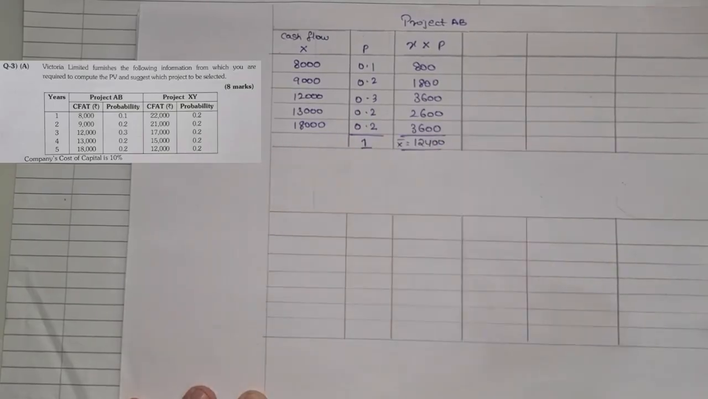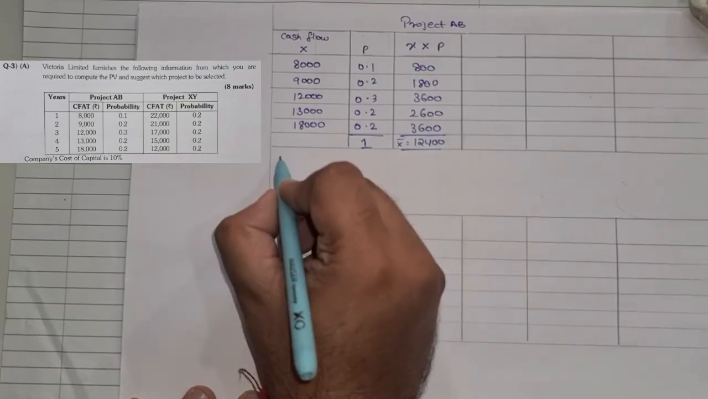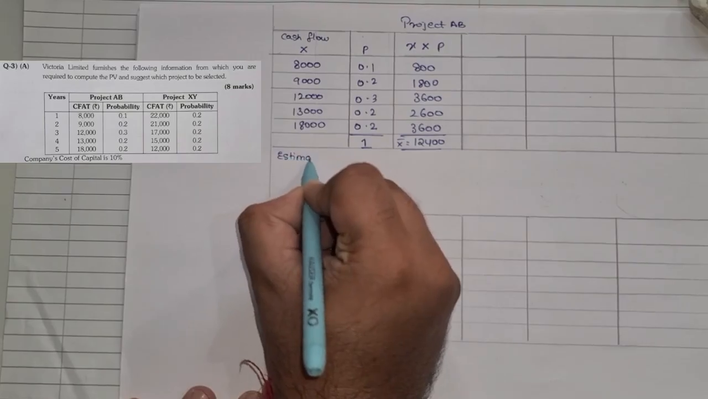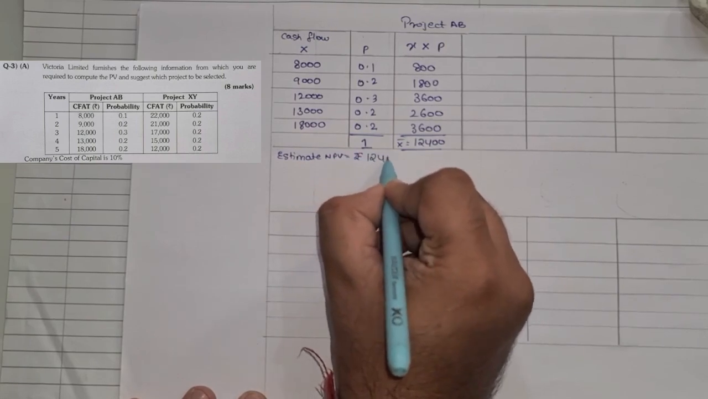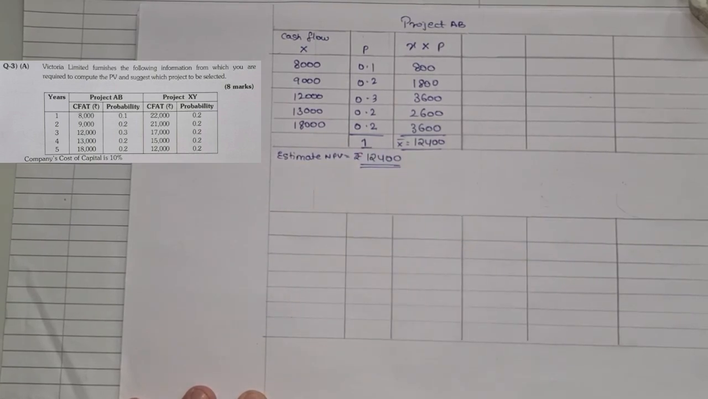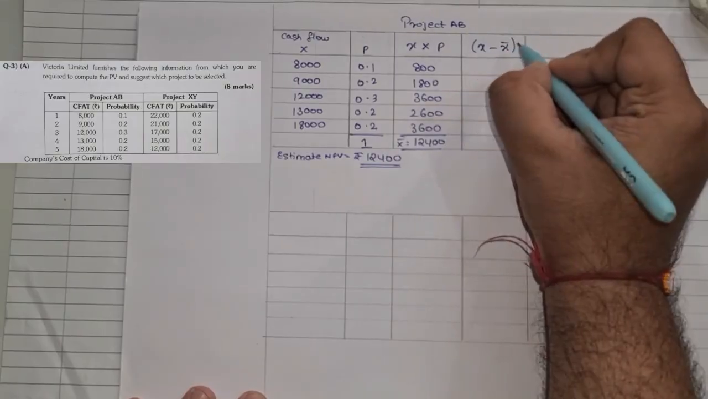Now they are asking you to compute the PV and suggest which project is selected. So in that case, the estimated NPV or PV is rupees 12,400. Now we go ahead to check which one is a better one. Whenever they ask you which one is better, we'll always find the standard deviation. We find the risk, and the one which is less risky will be selected. So next will be X minus X bar.